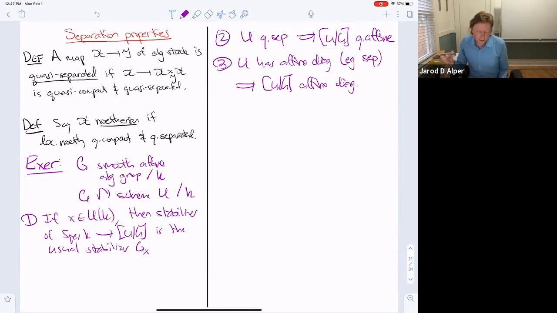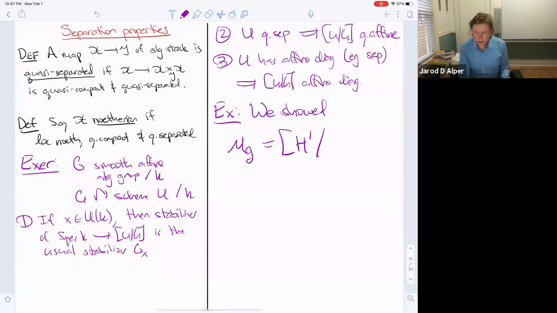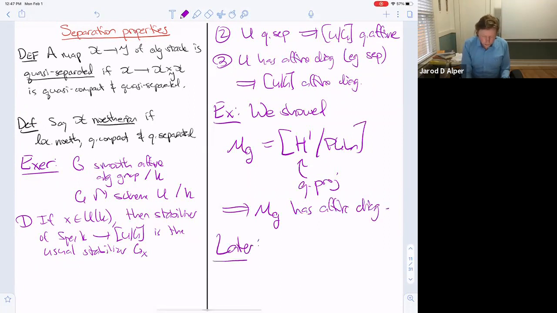So the point here is that you can read off separation properties from the group action. As an example, getting back to M_g, we showed already that M_g is a quotient stack of some locally closed piece of the Hilbert scheme. So this is definitely separated, it's quasi-projective. And so we can conclude that M_g at least has affine diagonal. Later, we'll show it has even finite diagonal.